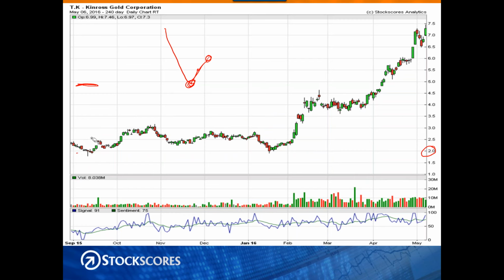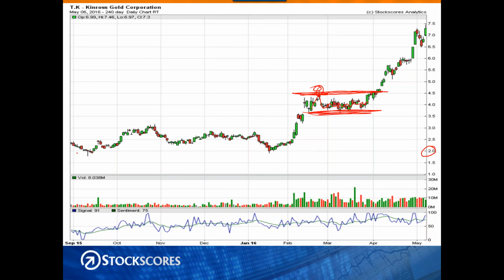All right. So now let's talk about resistance. Resistance is the exact opposite. It is a ceiling price. It is the maximum price that people have been willing to pay in the past. So here we have an inflection point top. We can draw a horizontal line at that top and see that the stock traded underneath that resistance level for a while.